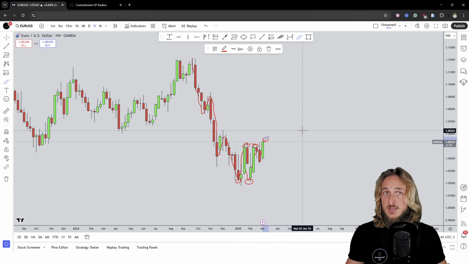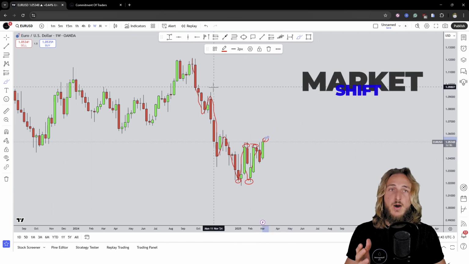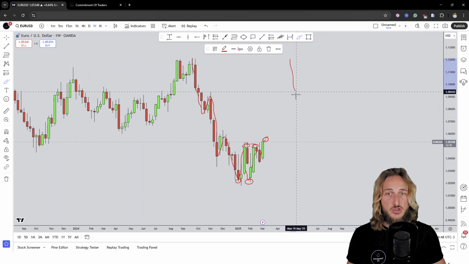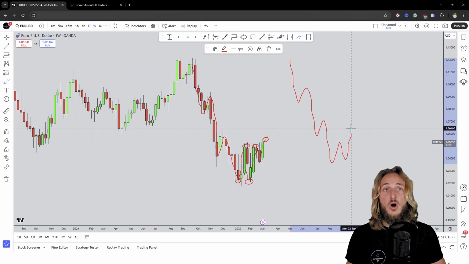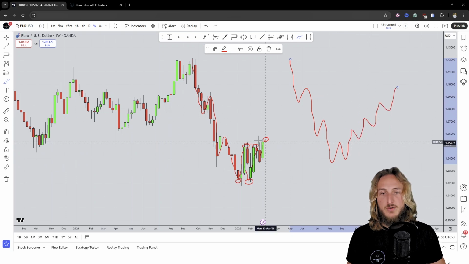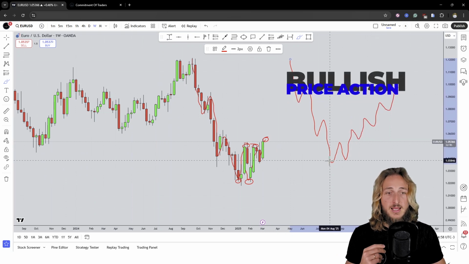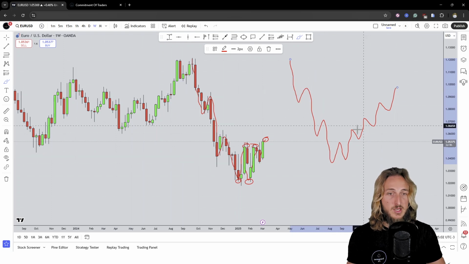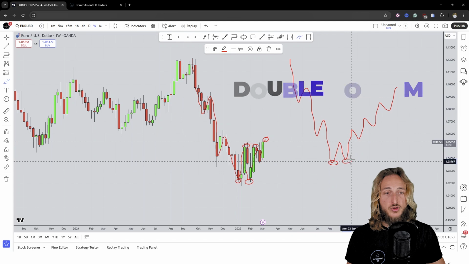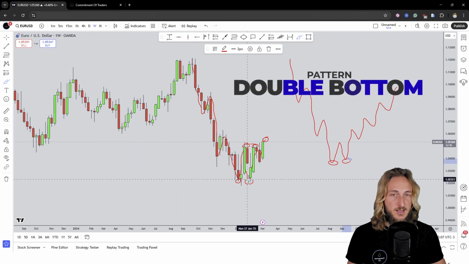So what the market seems to be doing here is shifting from a weekly bearish market, and the definition of a bearish market is the creation of lower lows and lower highs, to now a creation of higher highs and higher lows. So a shift from a weekly bearish market to a weekly bullish market. And the transition pattern in this case from the bearish to the bullish market seems to be the double bottom, which we can notice exactly here.